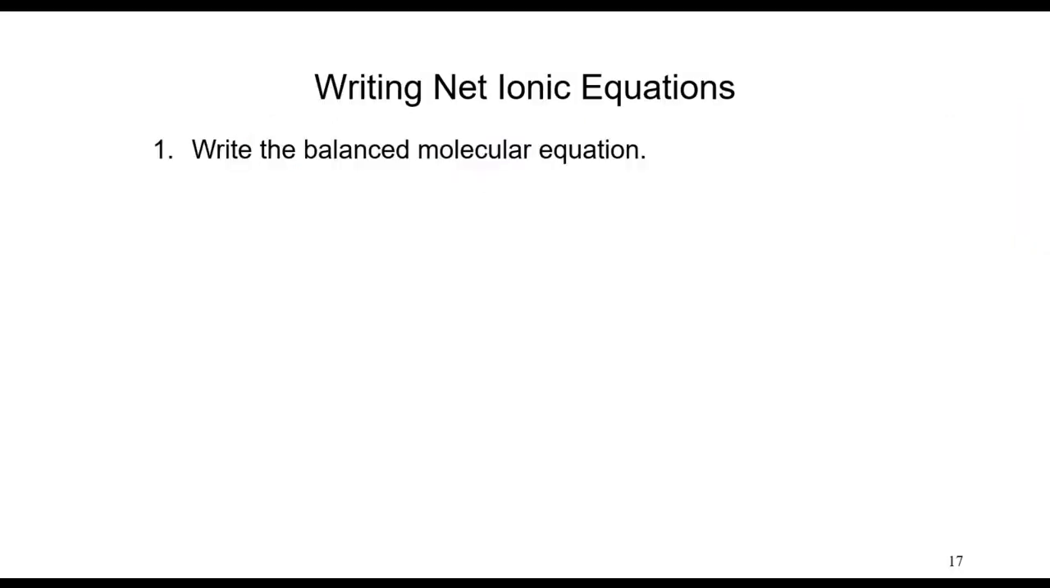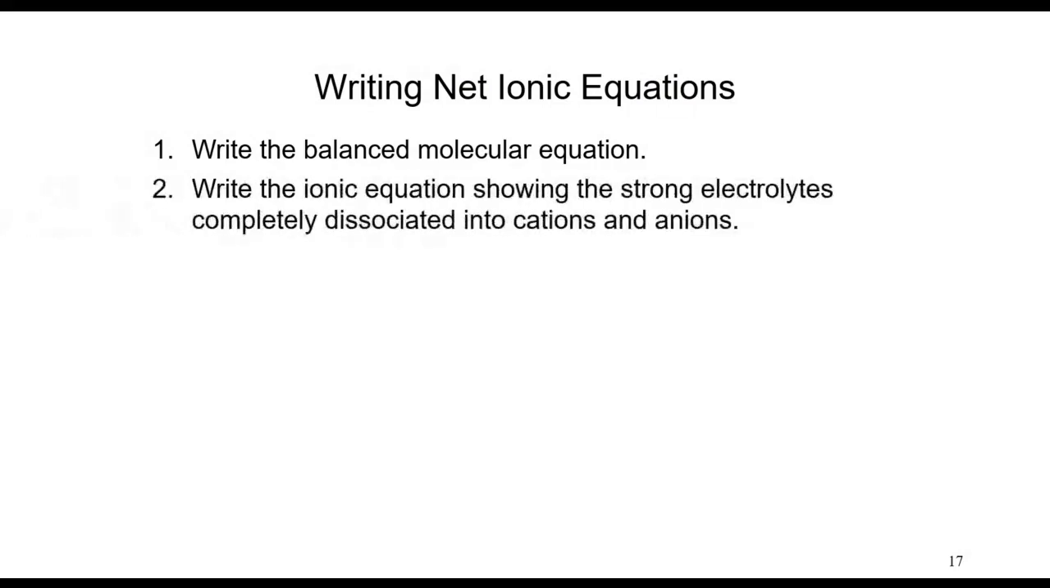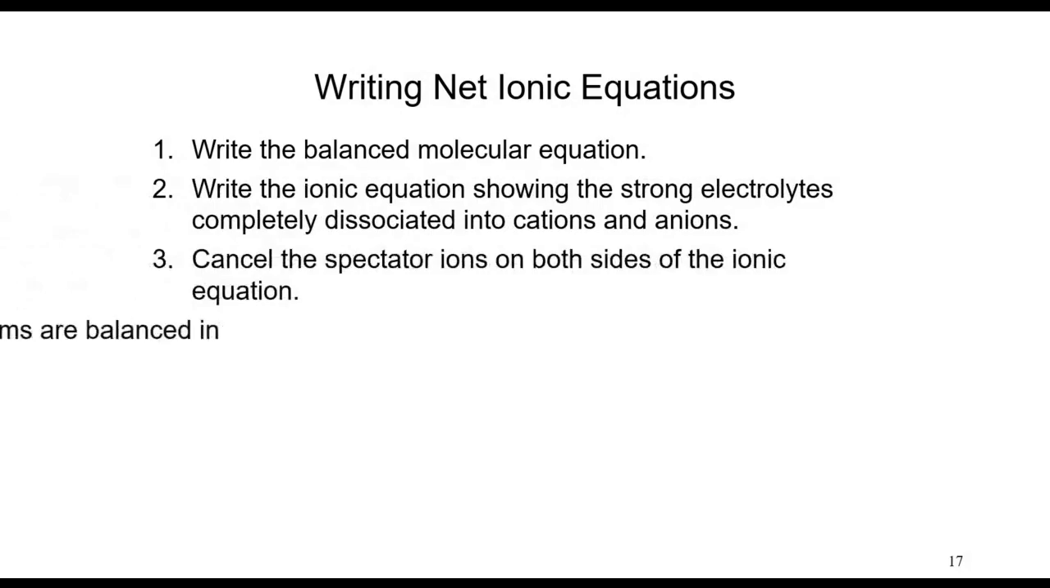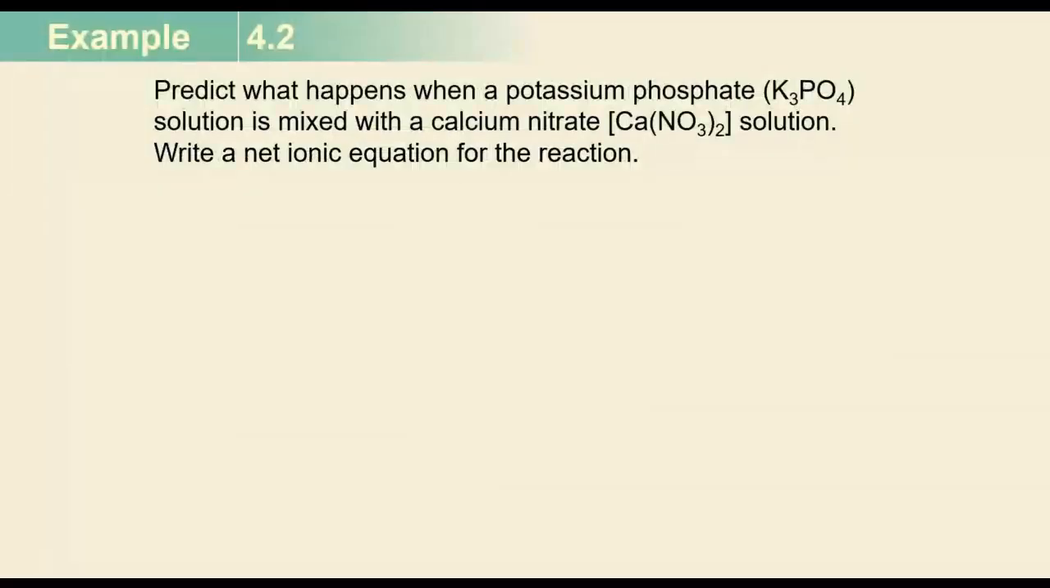Okay, students, now our next topic is how to write ionic equation and net ionic equation about precipitation reactions. So these are some steps how to write. I will show you. This example is taken from your book. Predict what happens when a potassium phosphate solution is mixed with the calcium nitrate solution. Write a net ionic equation for the reaction.